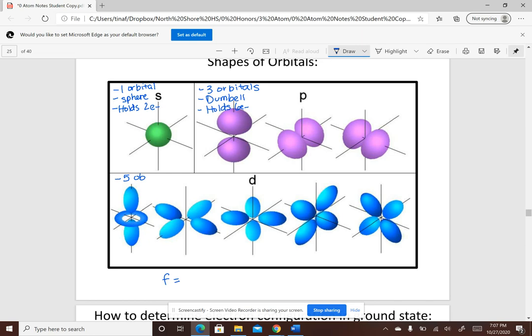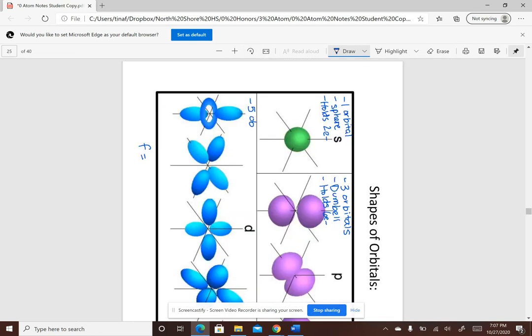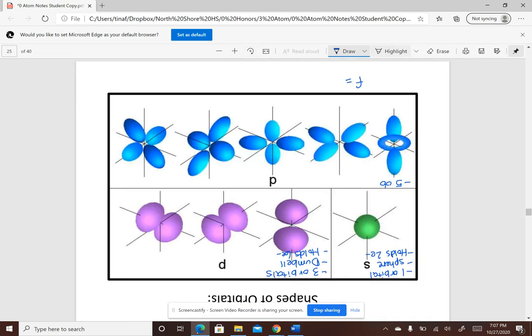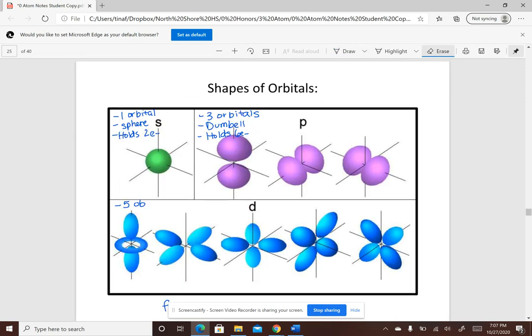Whoops. I'm looking for my eraser. There it is. Oh my goodness, guys. My page is upside down. There we go. I can't spell anymore either.